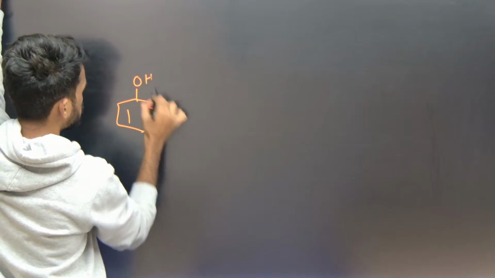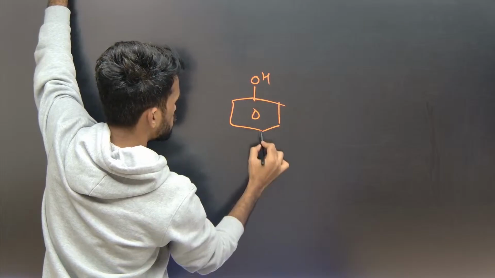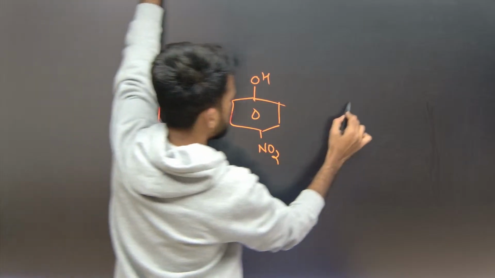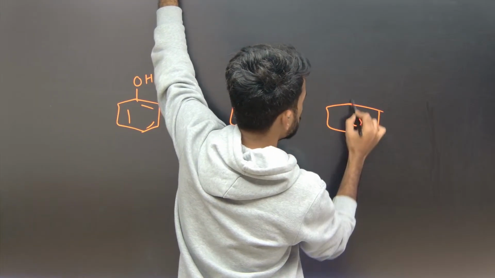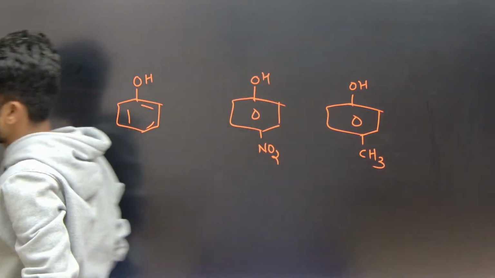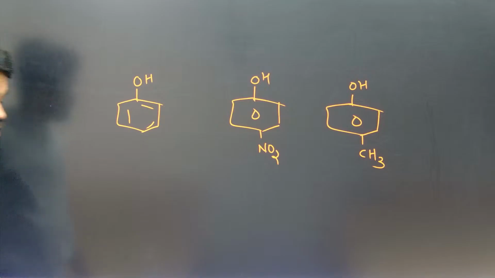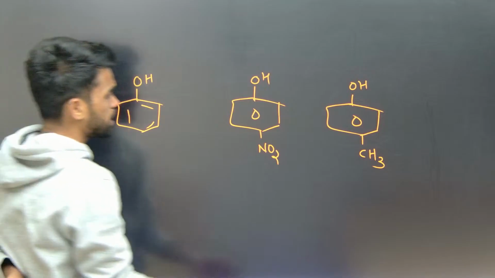We have OH, and here NO2 group, here OH, CH3 group. Out of these three compounds, which is more acidic, they will ask. How can we solve this? Very easy, very easy. Just look at here.